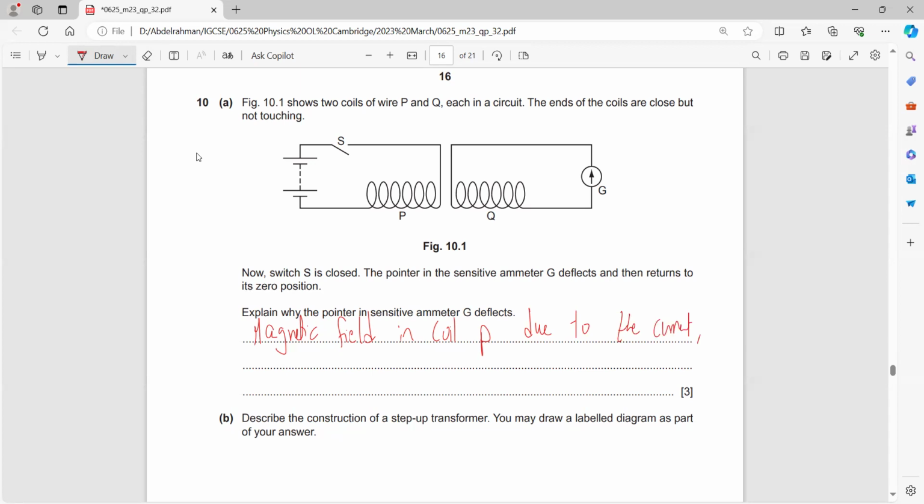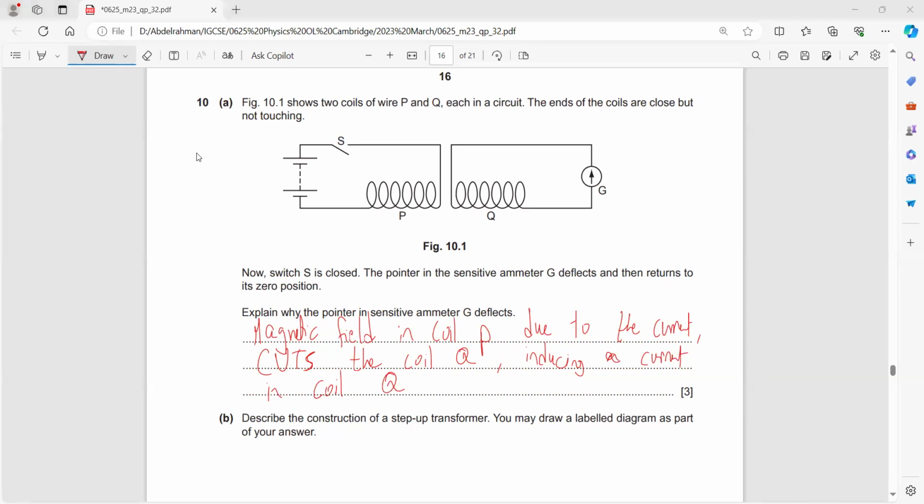What does this magnetic field do? It cuts. This is the second keyword, a very important keyword. It cuts the coil Q. Whenever it cuts the coil Q, what happens? The magnetic field in coil P due to current cuts coil Q, inducing, which is the third keyword, inducing a current in coil Q. So the 3 keywords: magnetic field in P cuts the coil Q, inducing a current.